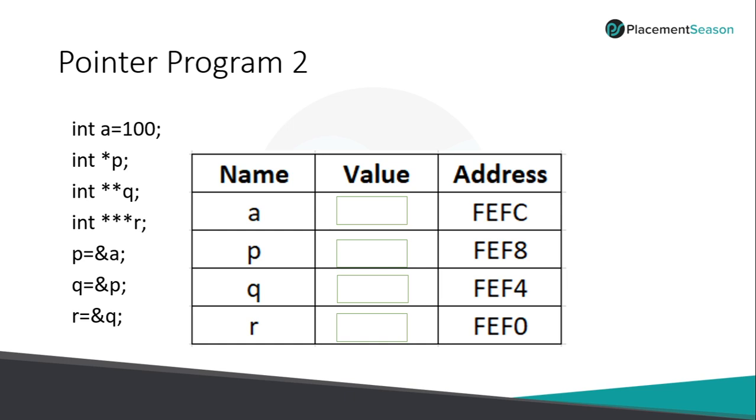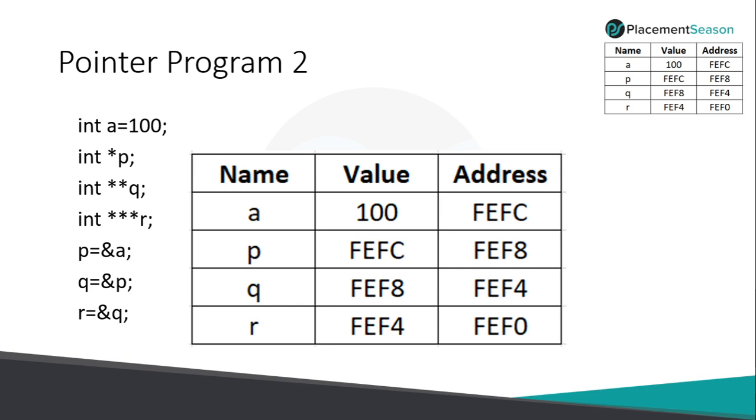So I hope you are clear with this basic assignment, and then let's move on to the Code Blocks IDE to discuss this. What will the values be if you fill them here? Here we have declared a as 100, so this 100 will come here. Next we assigned the address of a to p. The address of a is FEFC, which will be stored as the value in p. Then the address of p will be stored in q, and the address of q is stored in r. So this is the table after these assignments.